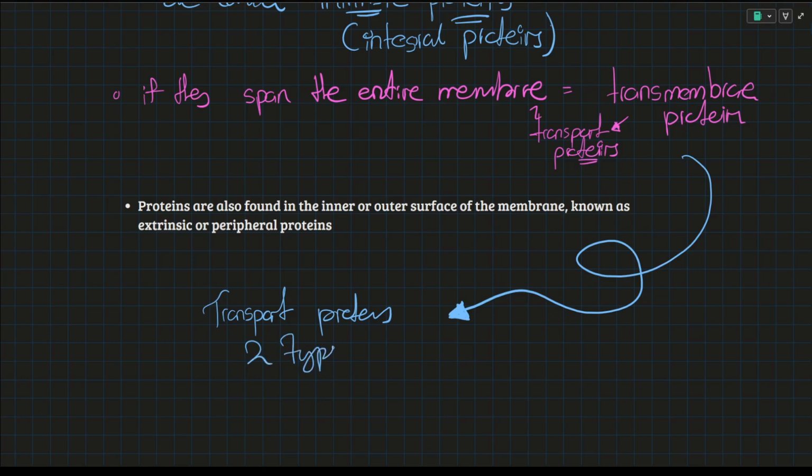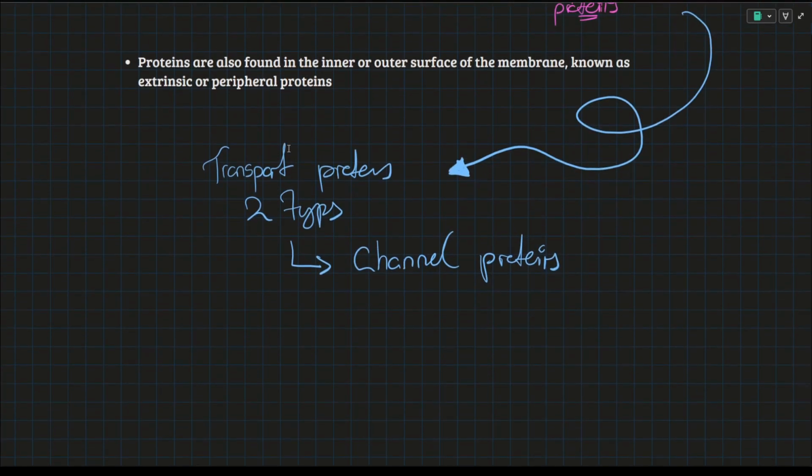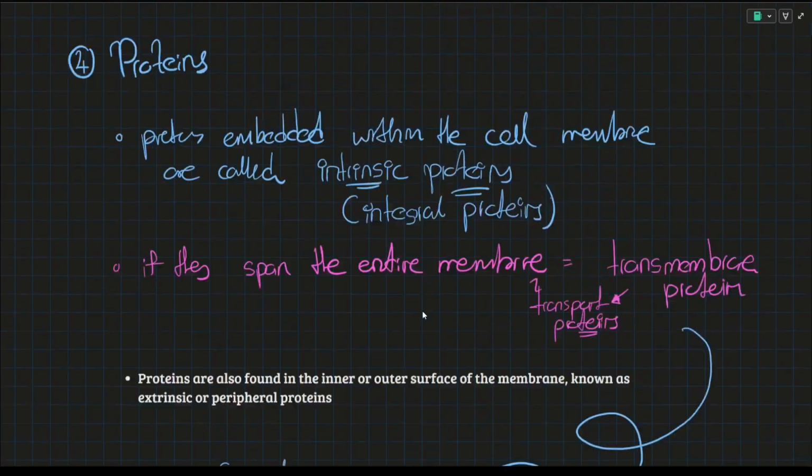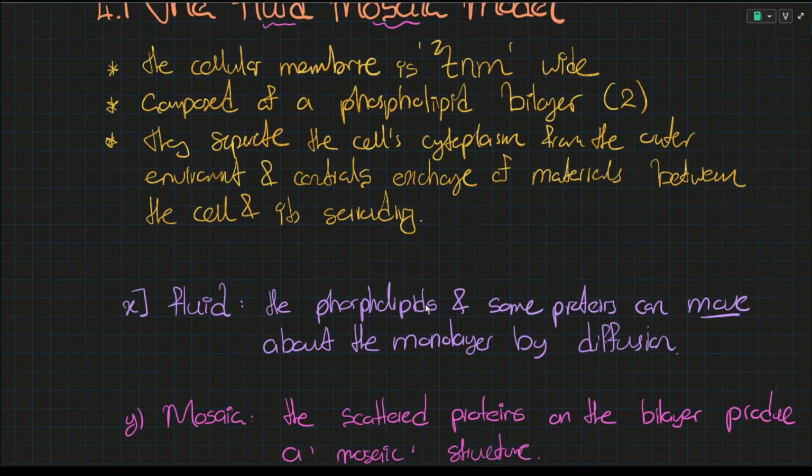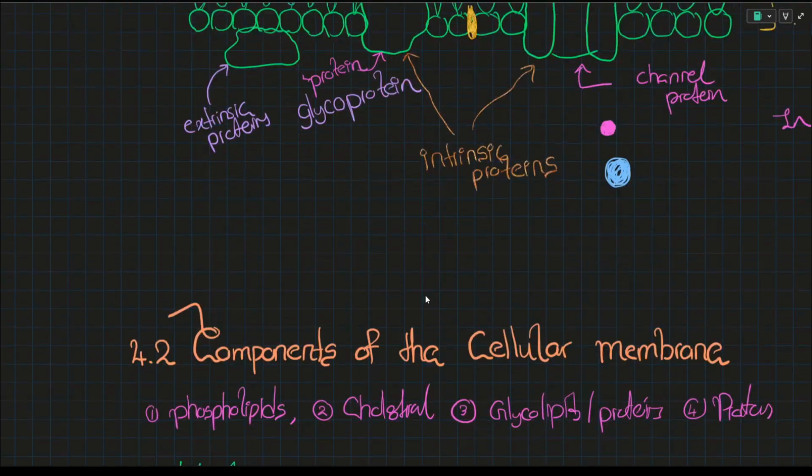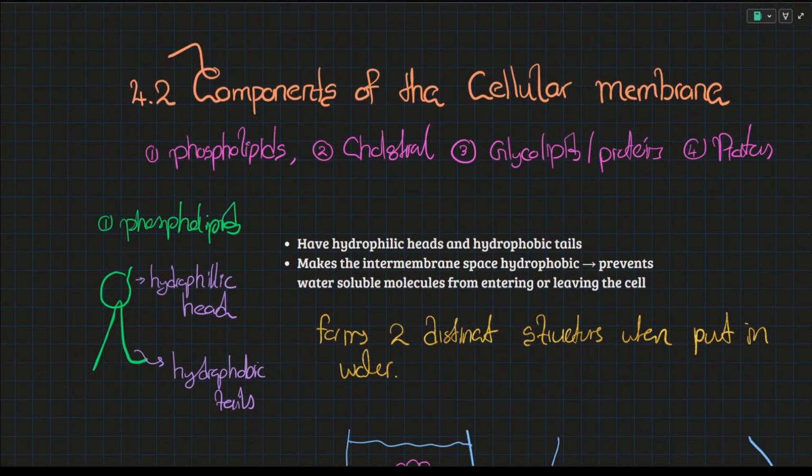Transport proteins can actually come in two types. I think I should mention the two types for you. The first thing is we have a certain set of proteins known as channel proteins. And then we also have another set of proteins that help transport, known as carrier proteins. With that, that's the end of the components that are going to make up the cellular membrane.